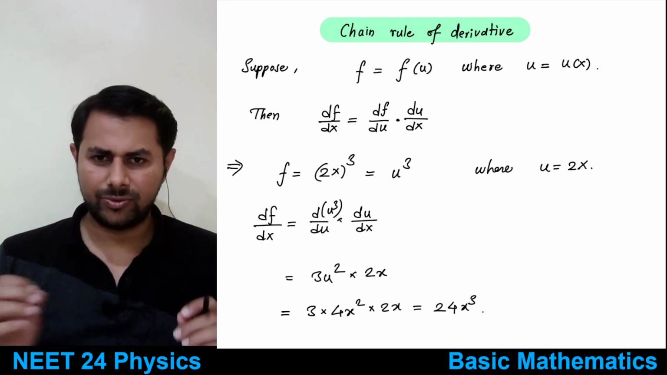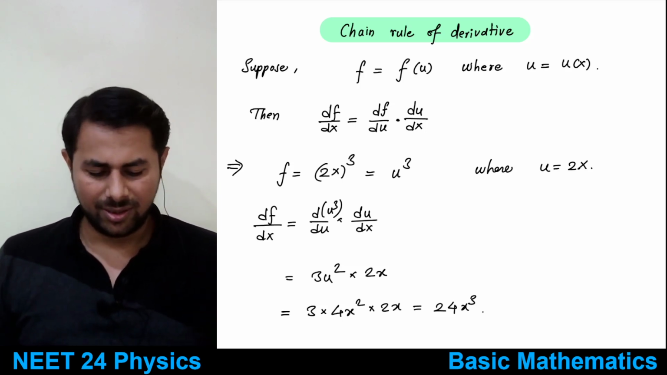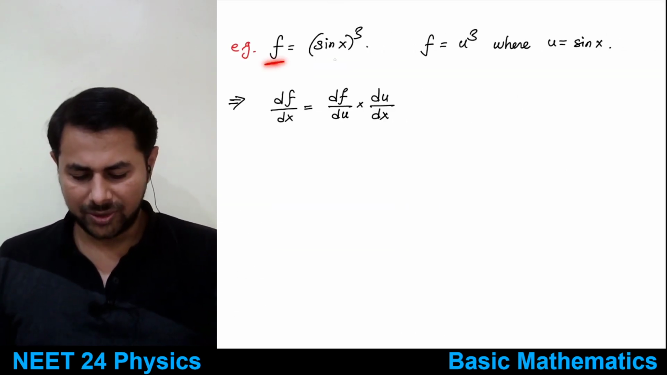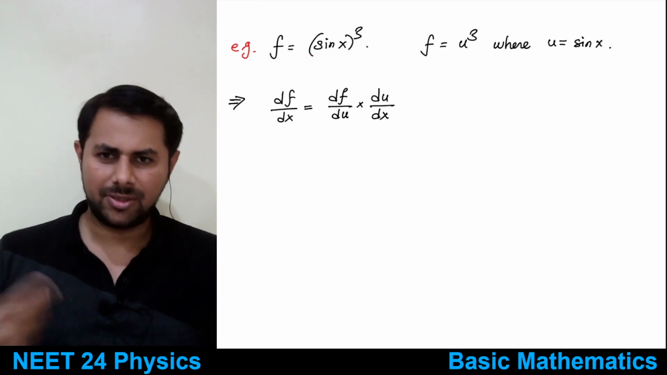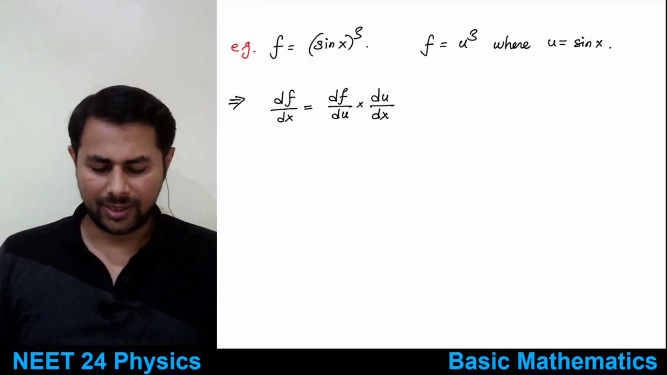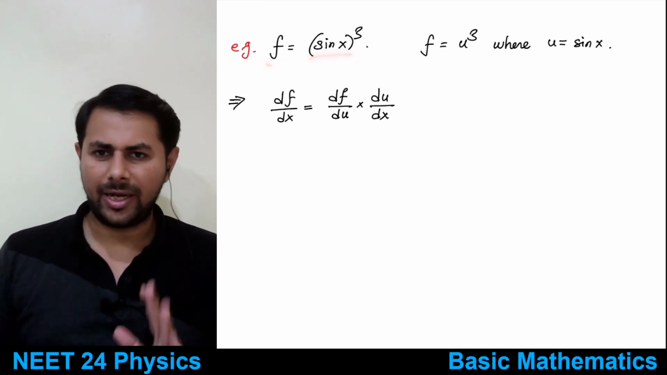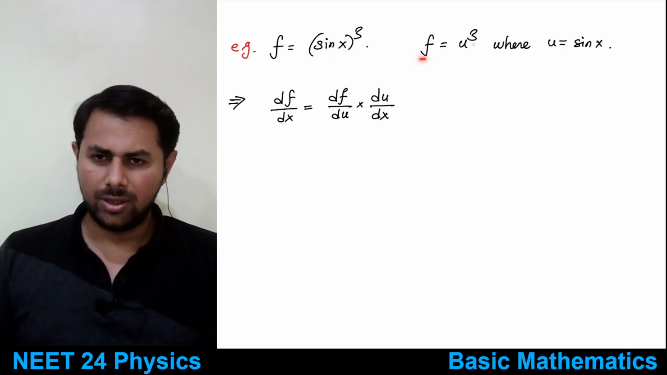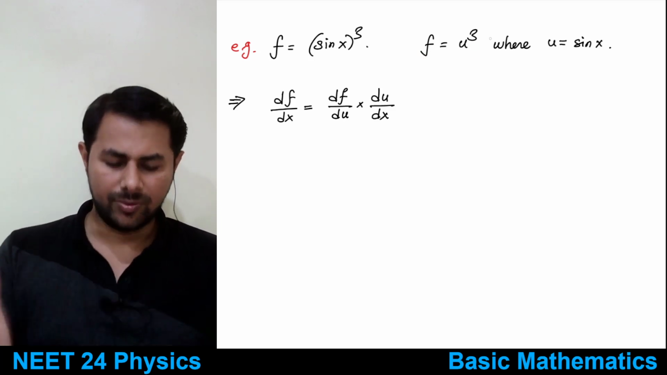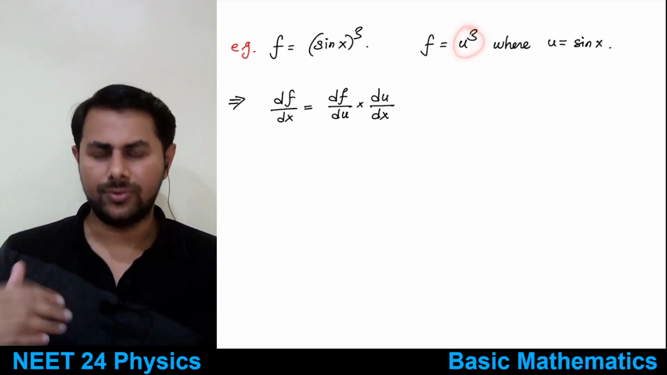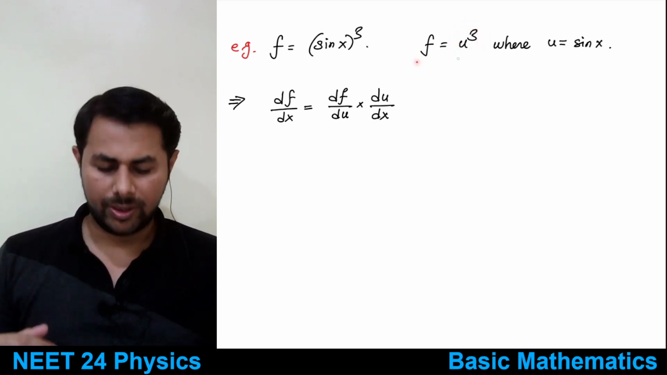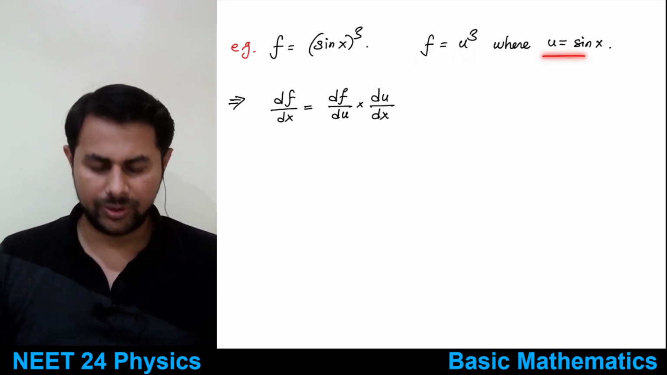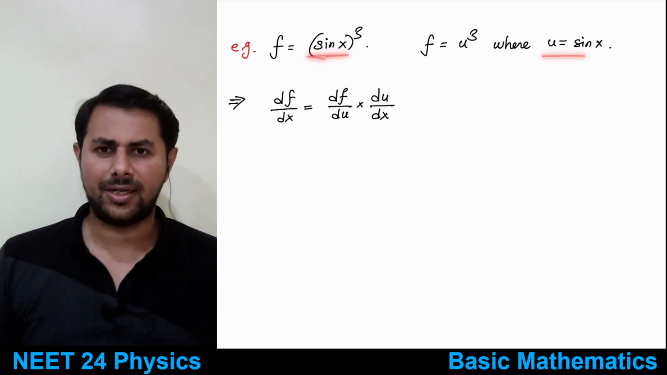Okay. So this was a very simple example. Let's see another one. So suppose f is equal to sine of x cube. Here you have f equal to some function cubed, and we call that function u. So you have f equal to u cube, where u is equal to what? Here u is equal to sine x.